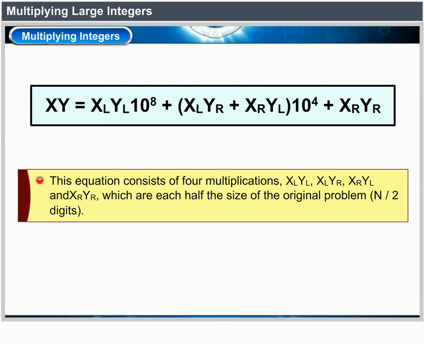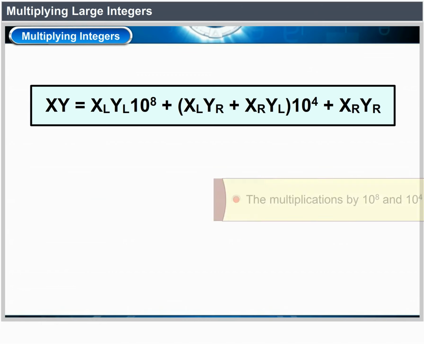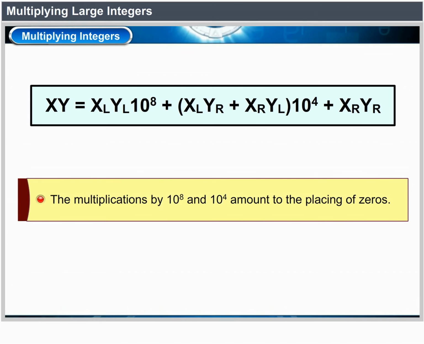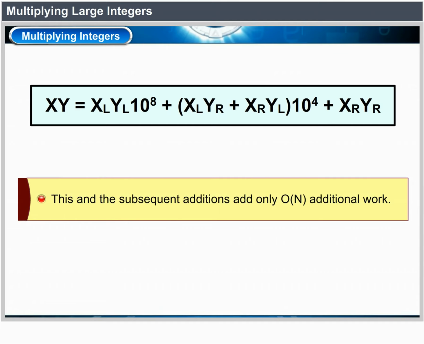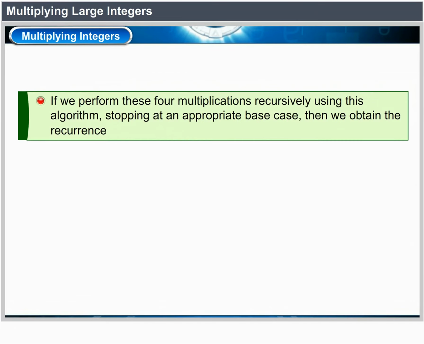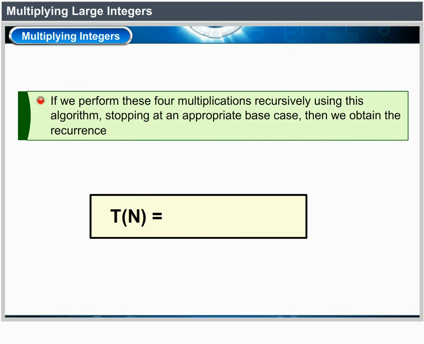problem, n/2 digits. The multiplications by 10^8 and 10^4 amount to the placing of zeros. This and the subsequent additions add only big O of n additional work. If we perform these four multiplications recursively using this algorithm, stopping at an appropriate base case, then we obtain the recurrence T(n) equals 4T(n/2) plus big O of n.